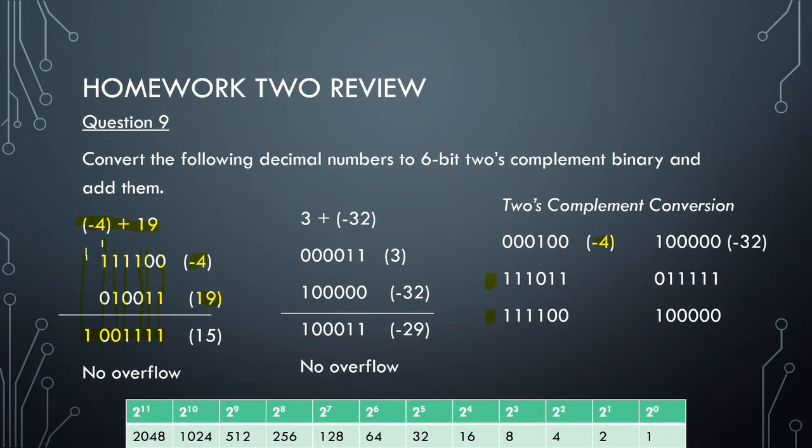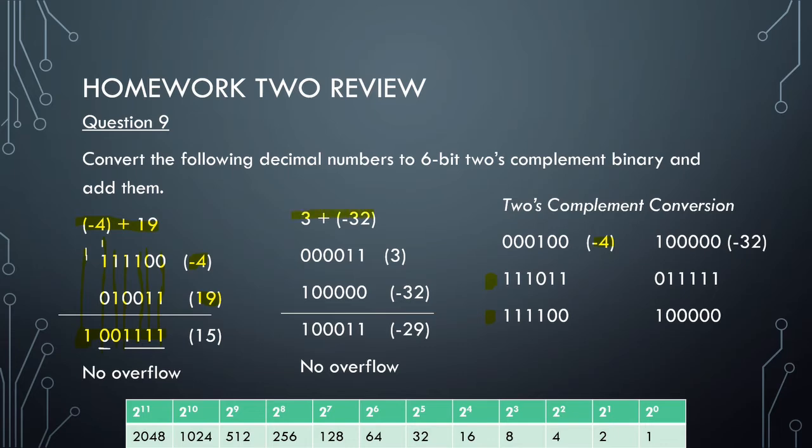Our first signal to that is that these numbers, -4 and 19, are not of the same sign, so we can't overflow. They're opposite signs. The second is that if we take a look down here, this 1 is getting carried out, so this is essentially a carry out. There's no overflow because the most significant bit, or the 6th bit, is a 0, and that's still representing that this is a positive number. So we can see that this is a positive 15. The rest of this number is representing 15. So this is just fine. There's no overflow here.